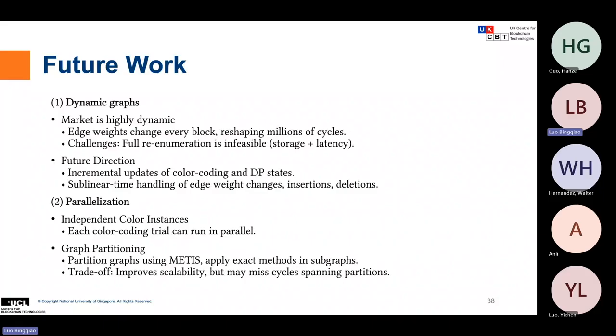But this will bring some trade-off naturally, because when we're trying to improve the scalability and we partition the graph into different parts, the cycles may be broken.